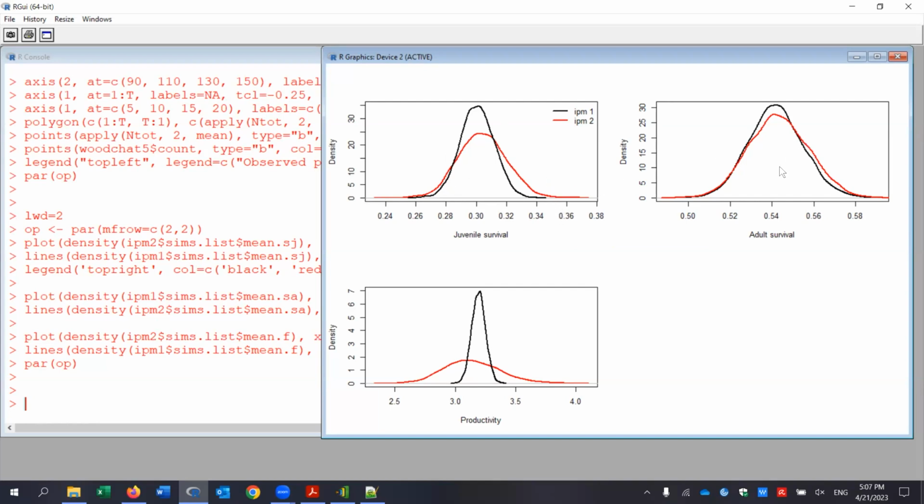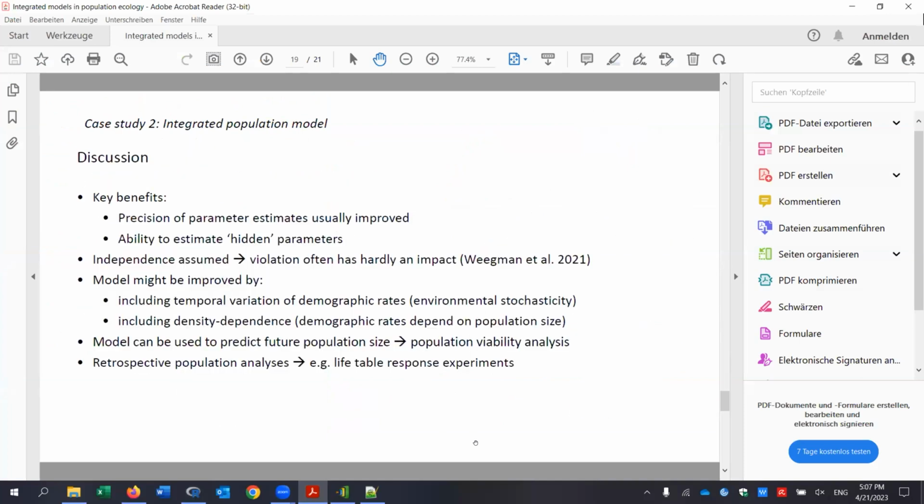The other parameters look pretty much the same. Sometimes we also lose precision in some other parameters if we have a data set less. So I would claim we have two key benefits of the integrated population models. One is that the precision of the parameter estimates is usually improved, because we don't have only information from the individual level data set, but also from the count data. Having said this, it is often relatively tiny, because the information in the count is usually not so strong about the demographic parameters, and it's difficult to fiddle this out. So the gain in precision is often not so strong. But conceptually there is an improvement there.